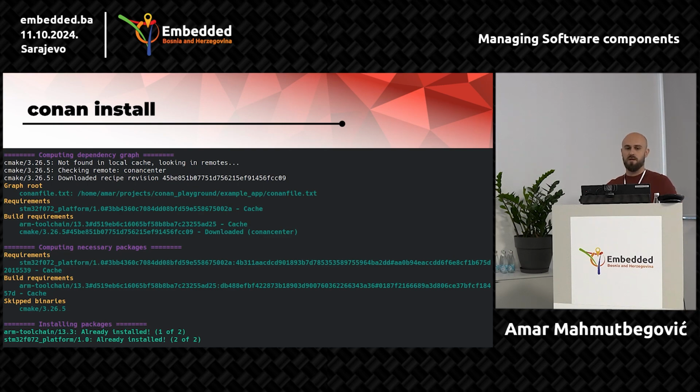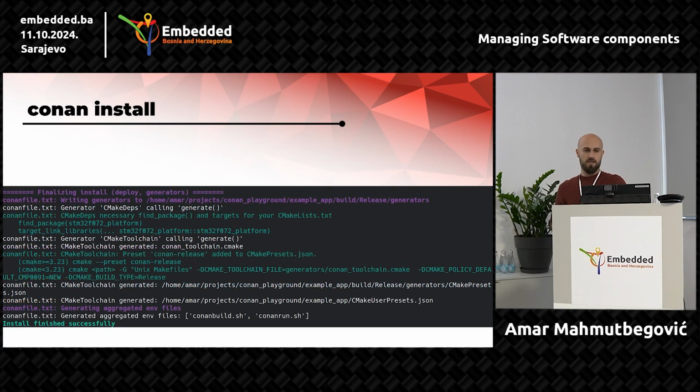So if we take a look here, we have STM32F072 platform as a requirement, but as build requirements, we have ARM toolchain that we were able to see in our recipe, but we also see here CMake. So how did the CMake got here? That's the question. Okay, it then generates CMake deps and CMake toolchain files.